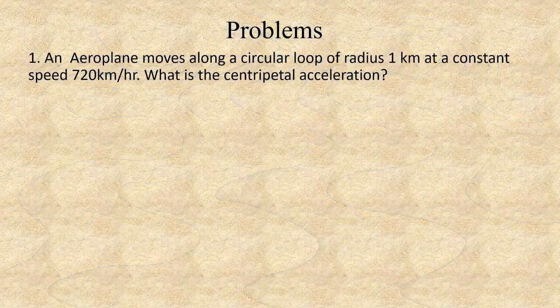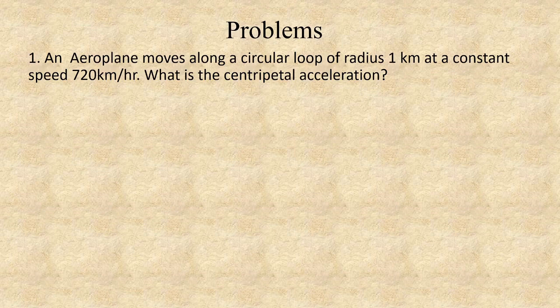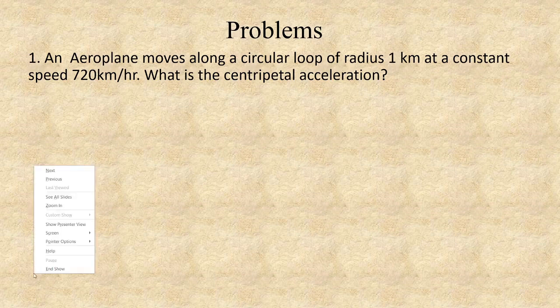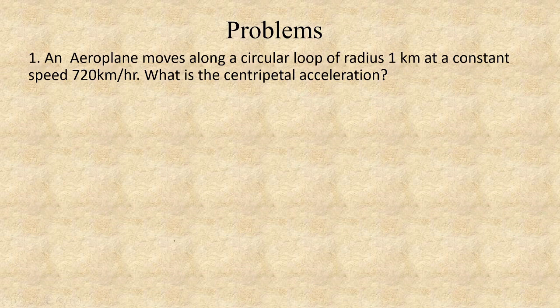Dear students, we can do the problems in the first unit. The first one is, an aeroplane moves along a circular loop of radius 1 kilometer at a constant speed 720 kilometer per hour. What is the centripetal acceleration?